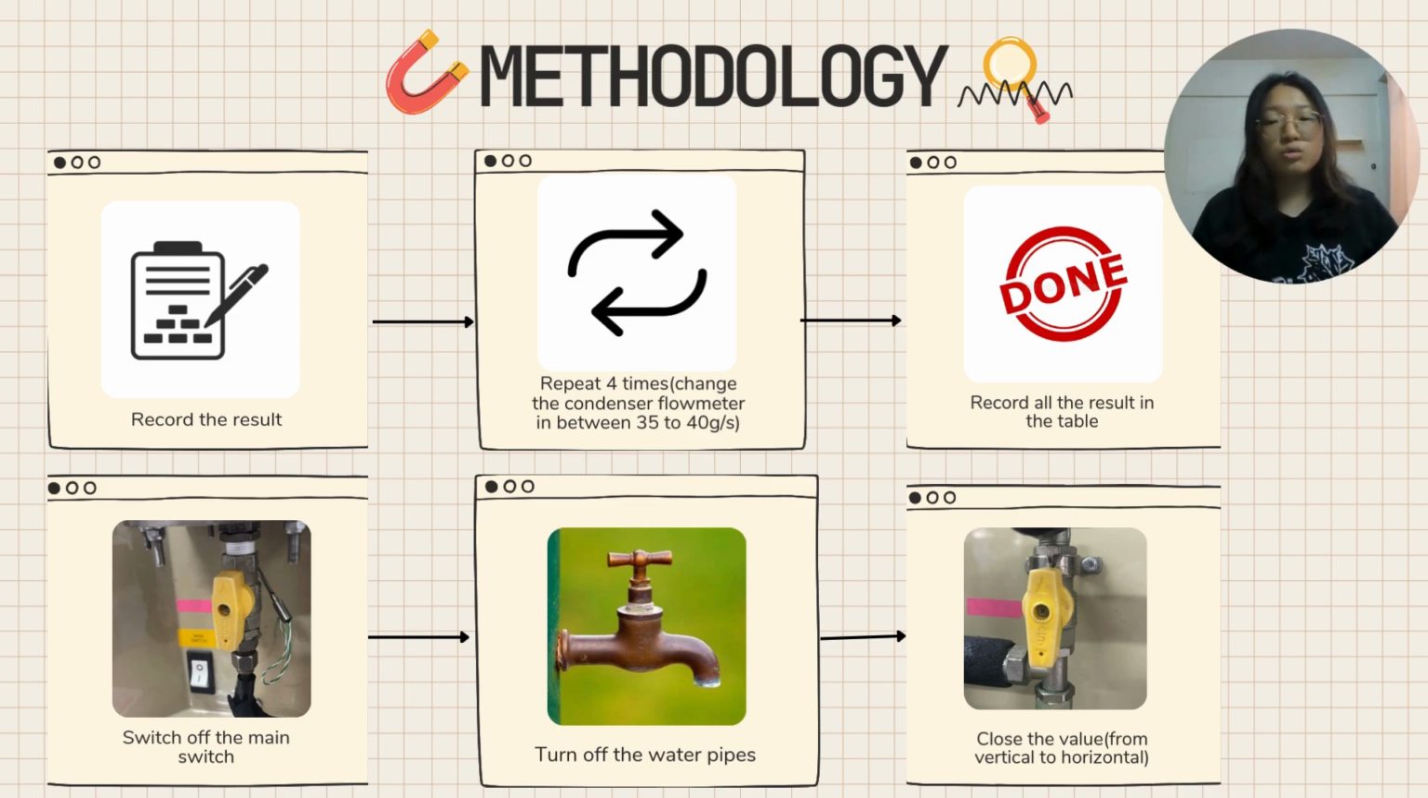Okay, so after we repeat 4 times, we record all the results in the table. After that, we switch off the main switch, which is the white colored one, and close the water pipe. And the last one is we close the valve, from vertical to horizontal. So this is the overall experiment procedure.